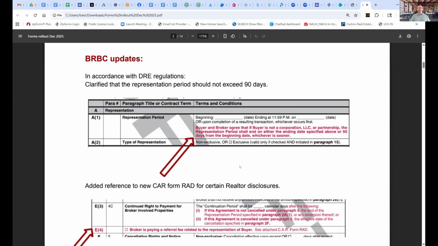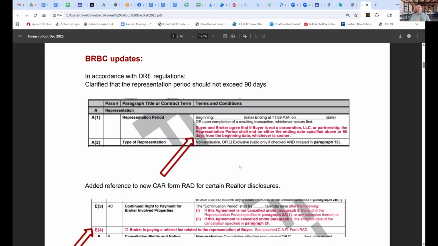So one of the bigger ones, and I went over this one a few weeks back on the BRBC, the Buyer Representation Agreement. It clarified that the representation period should not exceed 90 days. It used to state 3 months, and I actually got that question a lot. Is it 90 days? Is it 3 months? How are we counting this? Is it 1, 2, 3, 4, 5, all the way to 3 months?